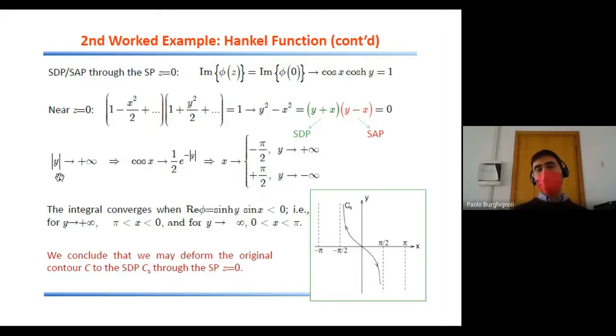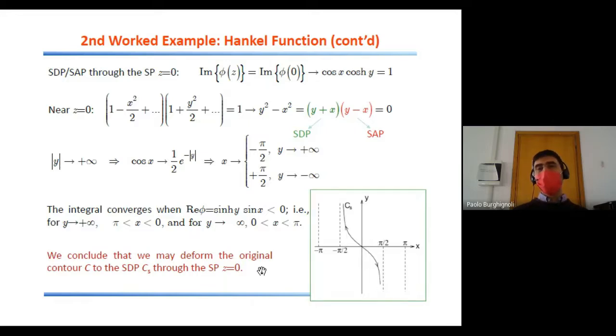When y in absolute value goes to infinity, the hyperbolic cosine goes to infinity, and therefore to be still on the path, we must have that the cosine of x goes to 0. This means that x must go either to minus pi over 2 or to plus pi over 2, and this is actually what happens here. In the upper leg of the path, we go to minus pi over 2 asymptotically in x, whereas the downward leg tends in x to pi over 2.